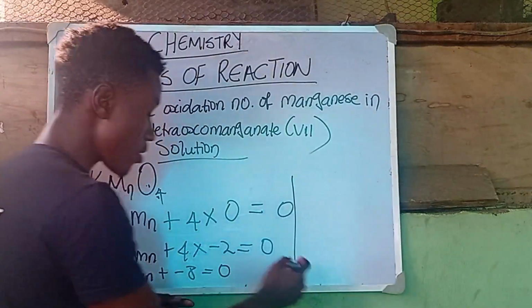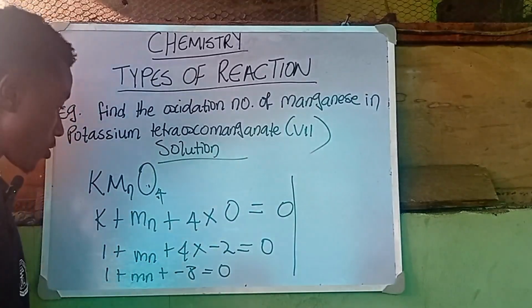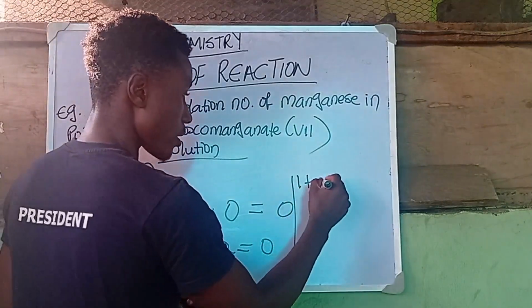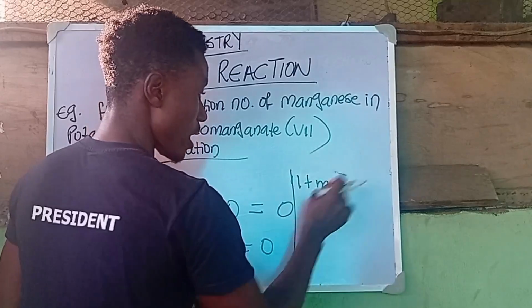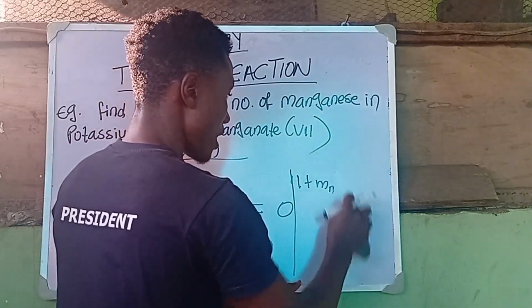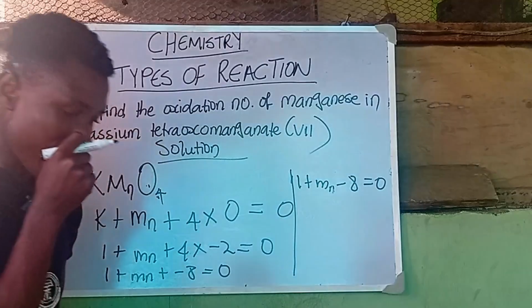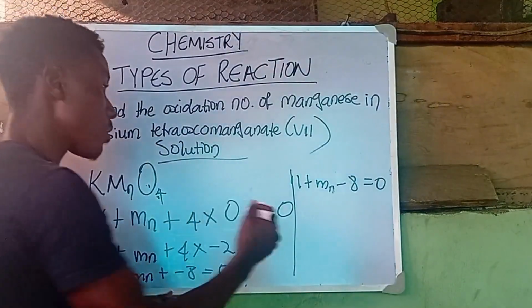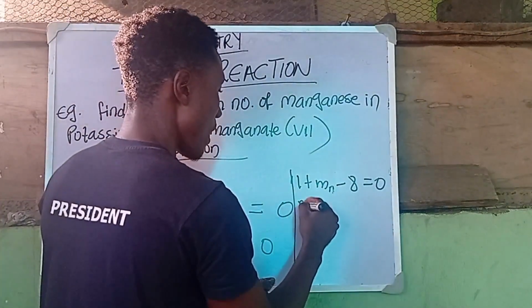So we say 1 plus Mn minus 8 equals 0, right? And we know fully well that plus times minus is minus. Now what we simply have to do is collect like terms together.